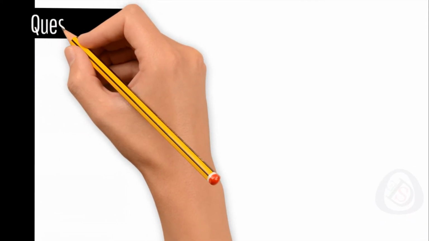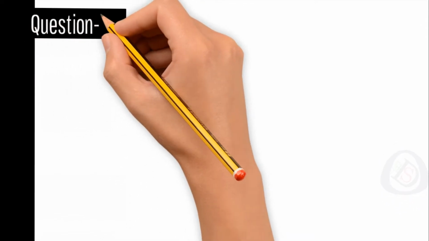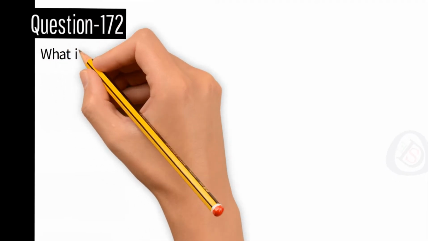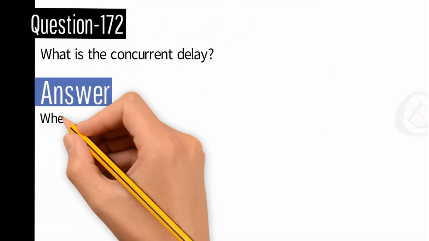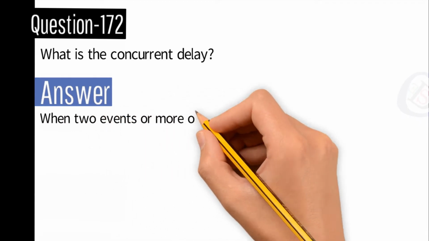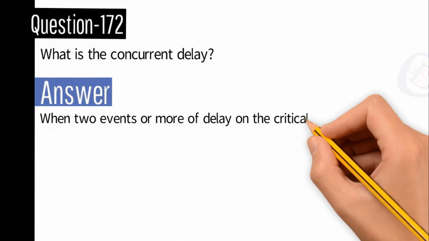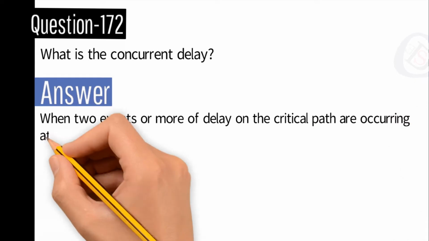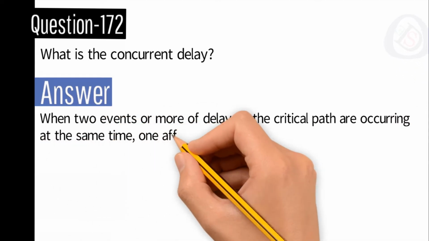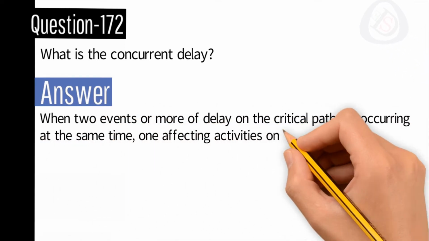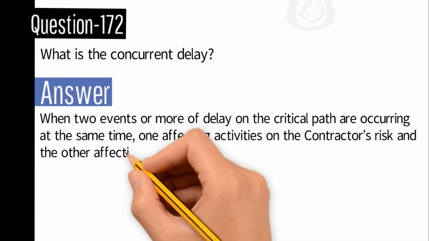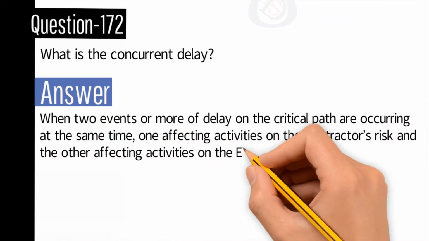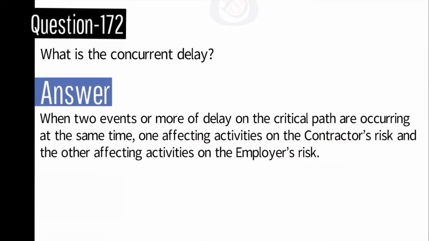Question number 172. What is the concurrent delay? Answer. When two or more delay events on the critical path are occurring at the same time, one affecting activities on the contractor's risk and the other affecting activities on the employer's risk.